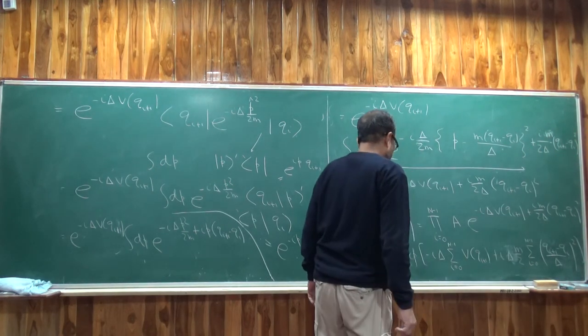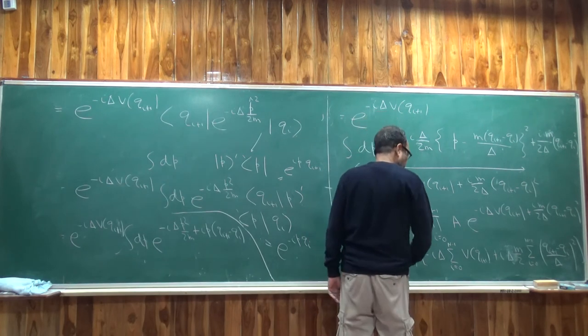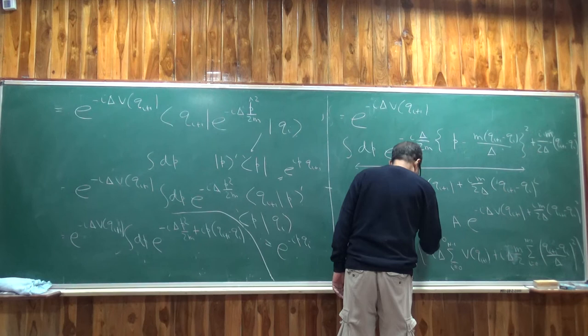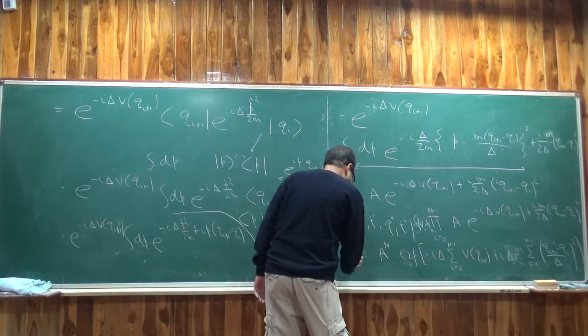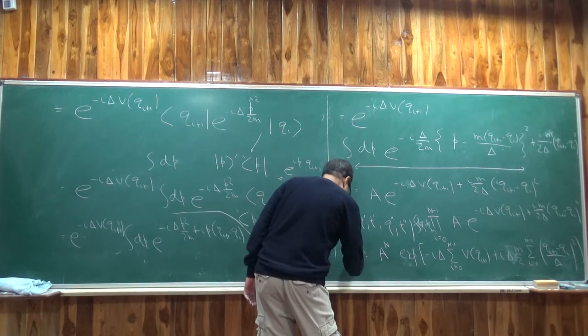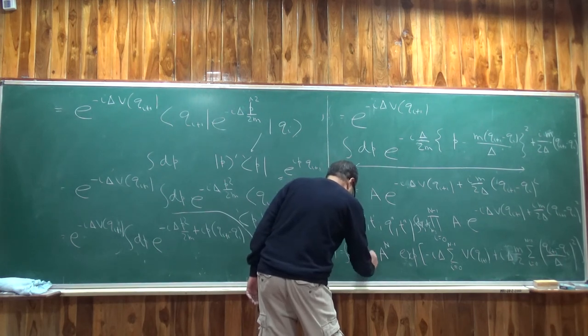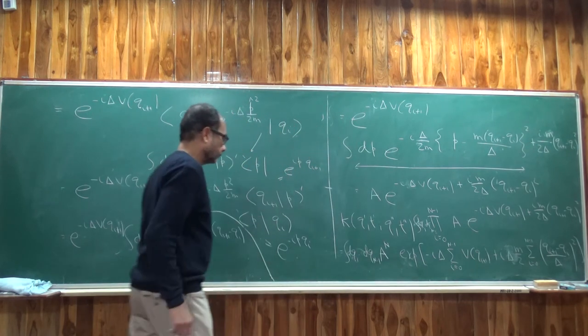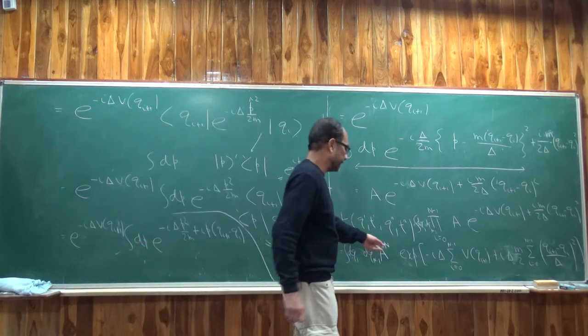There are integrals over q's. Yes, integrals over q's, thank you. So this is the integral dq1 to dq n minus 1. A to the n, of course, I can bring outside. This is just a constant.